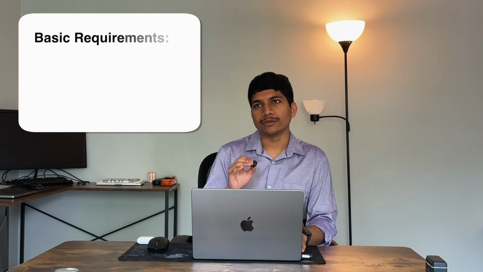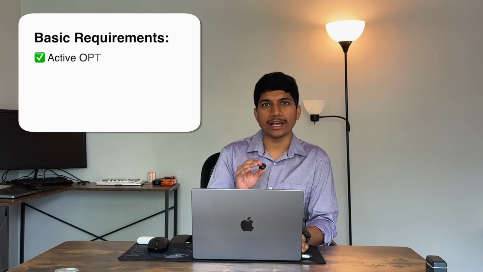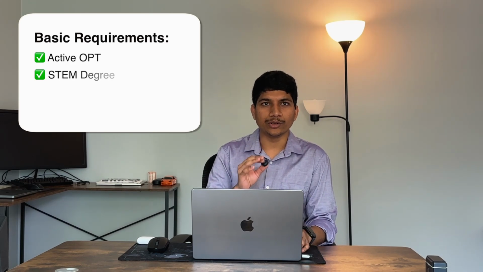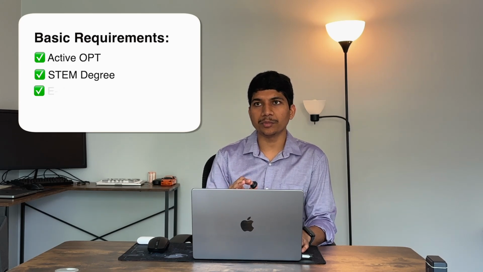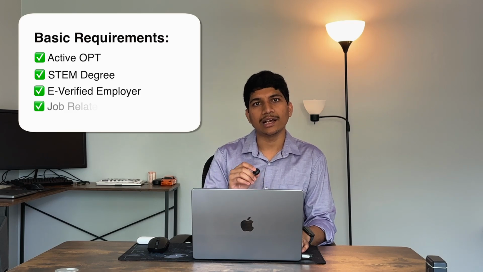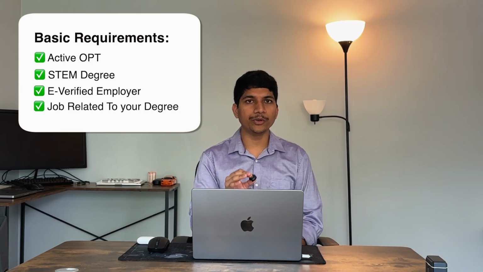Let's get started with the basic eligibility requirements. The first thing is you must be currently in your active OPT period. The second requirement is your degree must be a STEM-approved degree from your college. The third requirement is your employer must be an E-Verify employer. And the fourth basic requirement is the job you're doing currently must be directly related to your STEM degree. These are the basic eligibility requirements to apply for your STEM OPT.